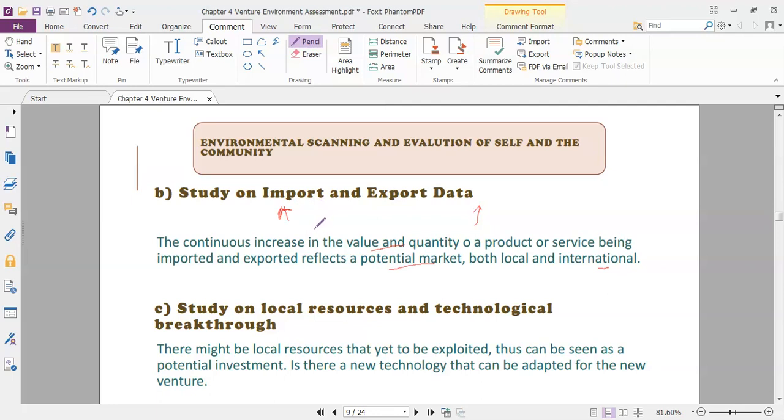So apple, okay. So you must screen it and also analyze whether we can plant apples in Malaysia. You must do some research about it.